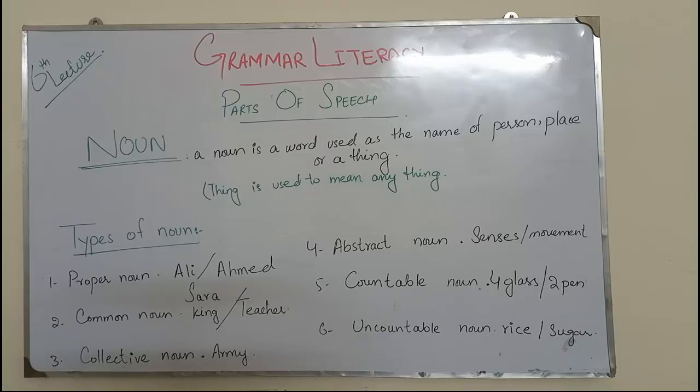Noun is a word that is used as a name of a person, any person. Anyone in the world has a name. Everyone has a name, and that specific name is known as a noun. In grammar, every place has a name again, and a thing means anything that comes to your mind that has a name. So the noun is a word that is used as a name of a person or a place or a thing.